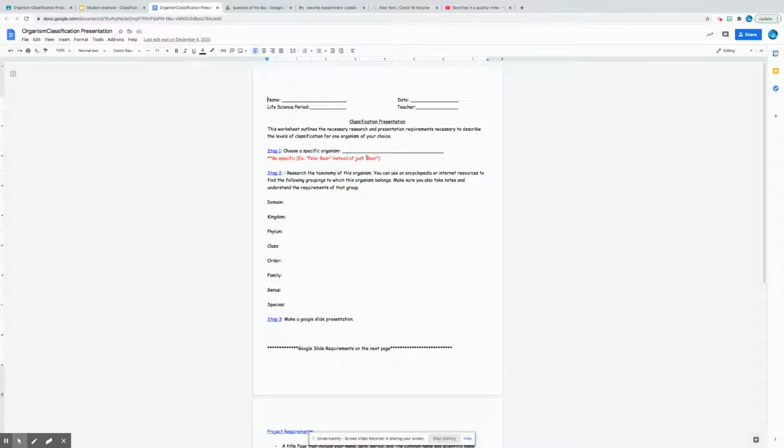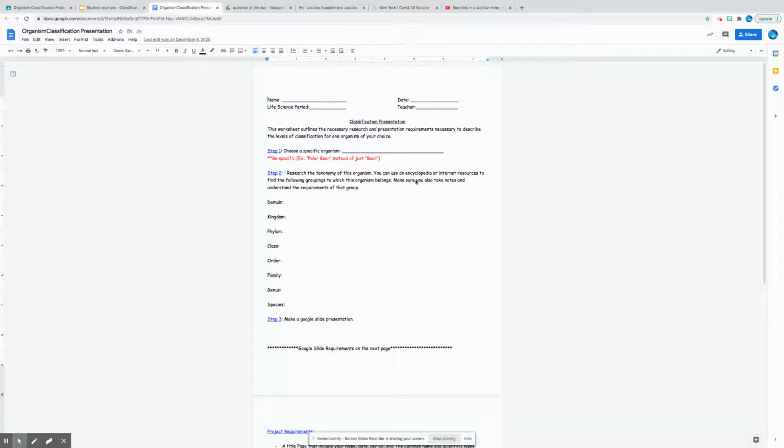Be specific. It has to be a very specific species of organism. So it can't just be bear. It's got to be a specific type of bear, like a polar bear, okay? And you can use the general name up top. Eventually, you're going to get down to the scientific name of that organism. As you know, the scientific name will be the genus and species name of that organism. So you're going to research the taxonomy of the organism of your choice. You can use any resources you want.